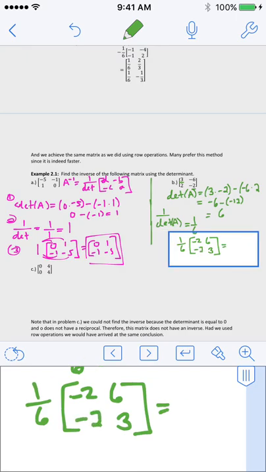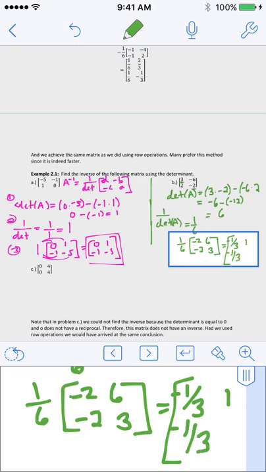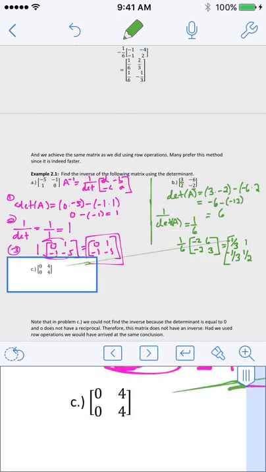Lastly, let's multiply in that scalar. We get -2 over 6, or -1/3. 6 over 6 is going to be a 1. And then we get a -1/3 again, and a 1/2.